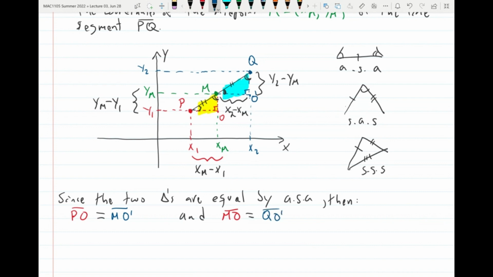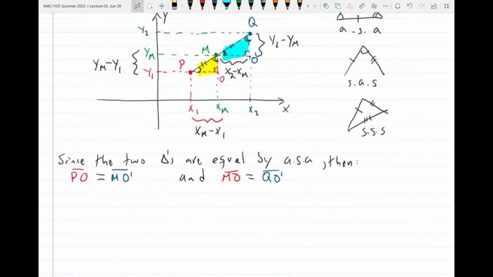Does everybody understand this? Do you understand what I'm saying? This side equals this one, this side equals this one, because the two triangles are the same. If you take this triangle and you translate it, and you overlap it here, they're going to overlap nicely. Hypotenuse here, this angle with this angle, this one with this one. So this side MO prime overlaps with PO, QO prime overlaps with MO. So they are the same, okay? But we have formulas for those.